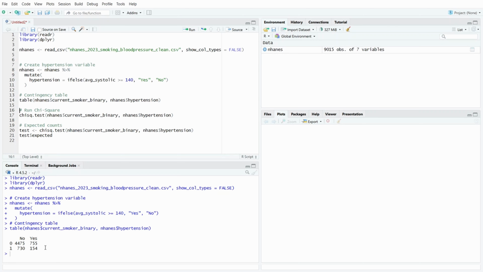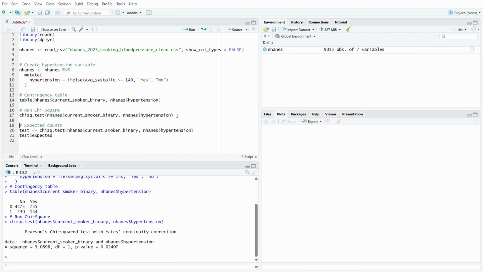The chi-square test helps us answer this key public health question. Is there a statistically significant association between smoking status and hypertension? In other words, are the differences we see in the table likely due to chance? Or is there evidence of a real relationship? Now let's interpret the results of the chi-square test.